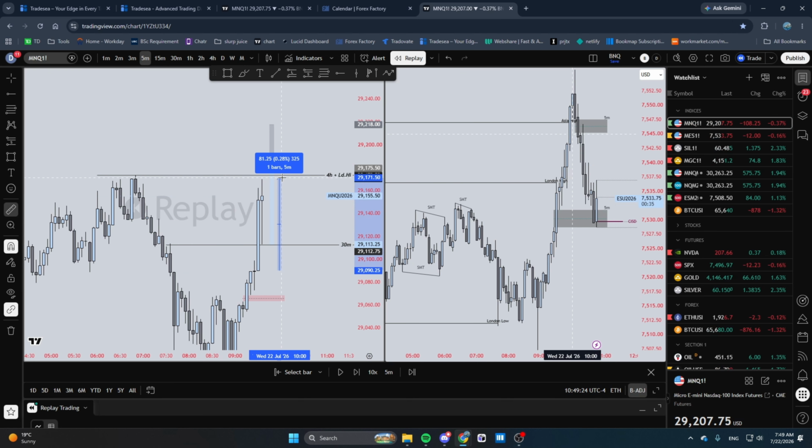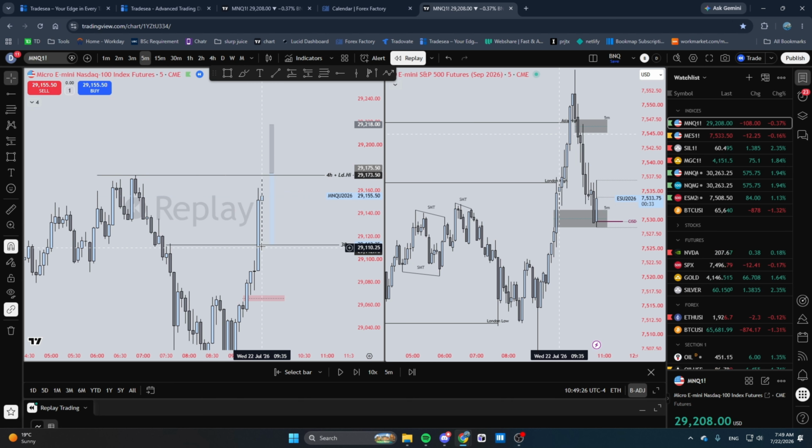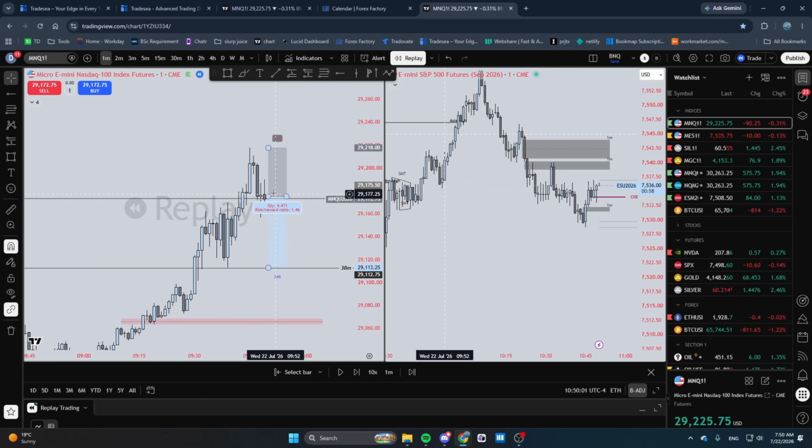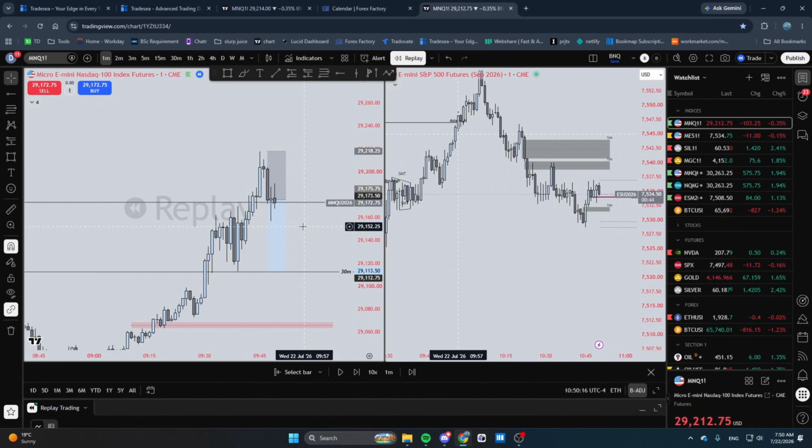Off open, we pumped nearly 90 points, and we mitigate this 30-minute on NQ, and we sweep London highs on ES. At this point, we're 10 points away from our main DOL, so I'm only looking for longs here. Let's fast forward a few more minutes, and as you can see, we sweep out the 4-hour intermediate high, which is a London high, and we get a beautiful 1-minute inversion to the downside.